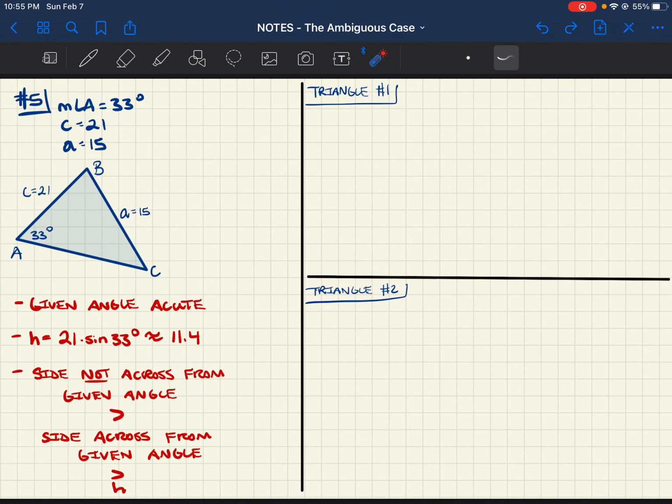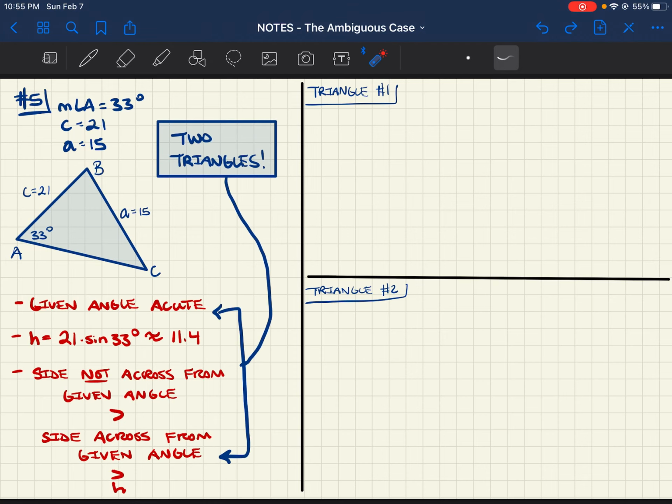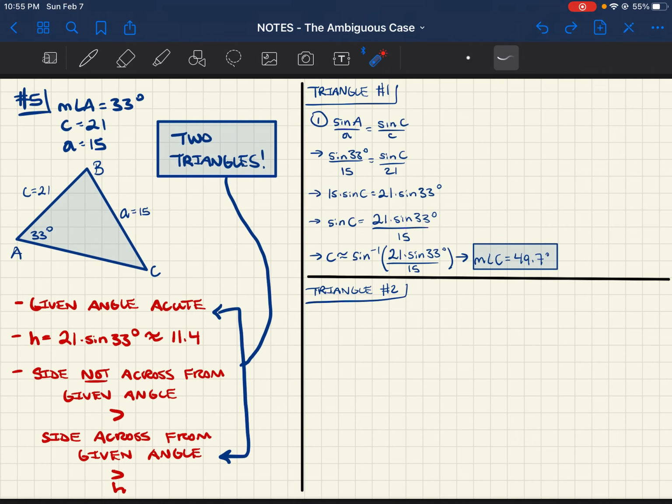So how would we go about figuring this out? Well, let's use the law of sines. Let's treat the first triangle as if it was a normal problem. So we would do that by trying to find one of the missing angles. In this case, the missing angle would have to be C, because we already know angle A, we know side a, and we know side c, so the only logical step is to find angle C. Well, we go ahead and set up that equation using the law of sines, cross multiply, do everything we need to isolate for C, and we get that angle C is about 49.7 degrees.